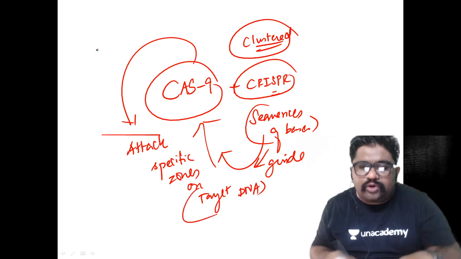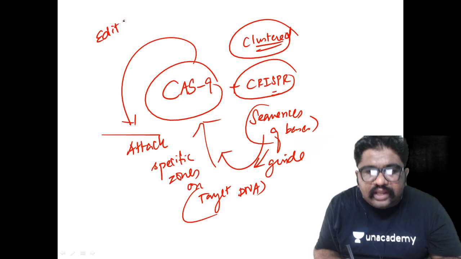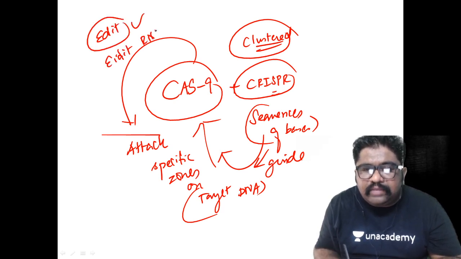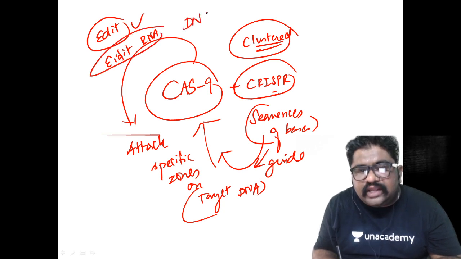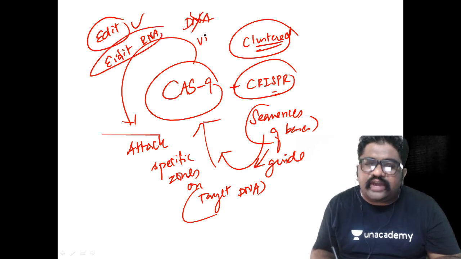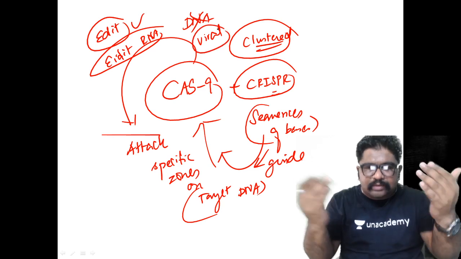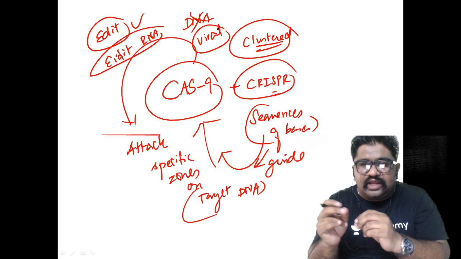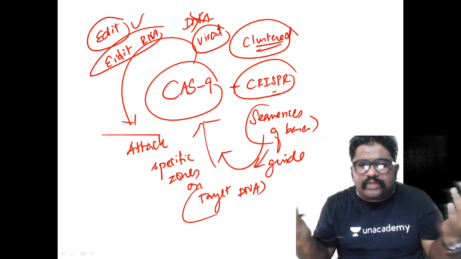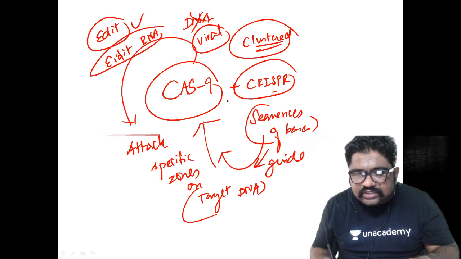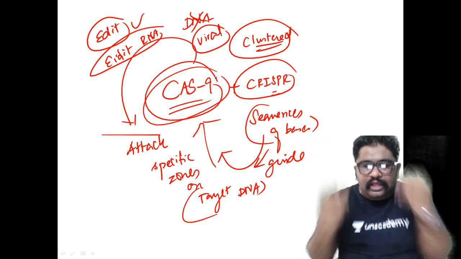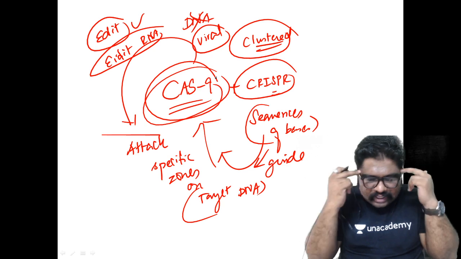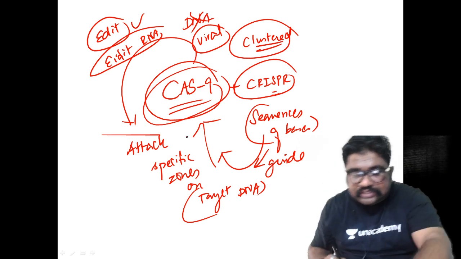Either if I want to go back and edit a particular DNA, I can do it. I can edit an RNA, that can be done. I can destroy a DNA completely, because of which a viral infection can be nullified. For example, if a virus comes into the cell and that virus has dependency on a particular DNA, and that DNA is specifically destroyed by the CRISPR, that destruction was actually based on the Cas9. Cas9 is the weapon, CRISPR is the brain. Using CRISPR guidance, Cas9 can attack specific zones of DNA.